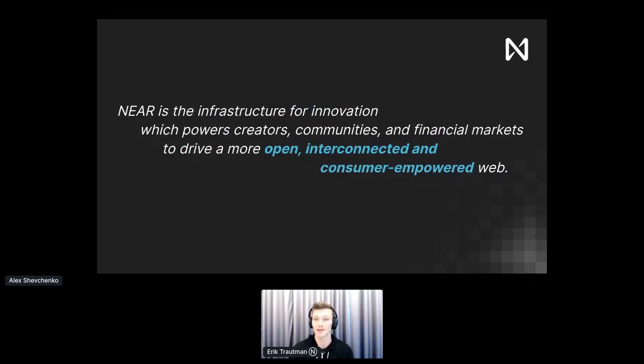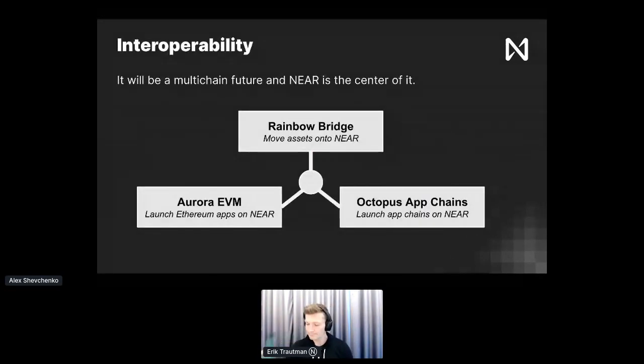a little bit more of what the implications of this are. Ultimately, what this does is it drives a more open, interconnected, and consumer empowered web. I want to specifically note consumer empowered, but I'll start with interoperability. So if you go to the next one, again, I don't want to steal too much thunder from Alex, but interoperability is a huge piece.